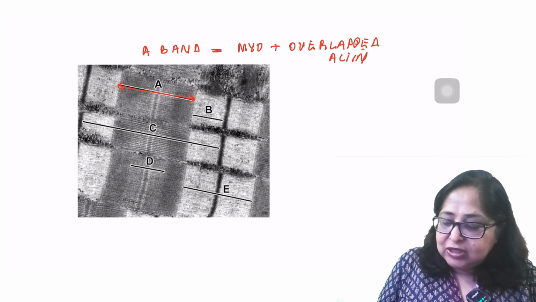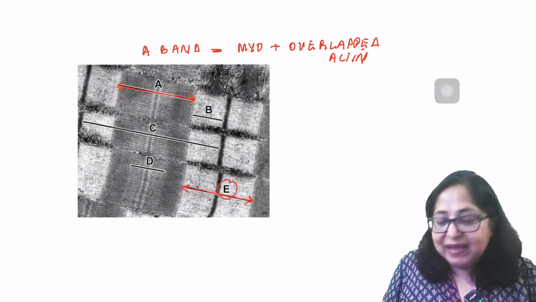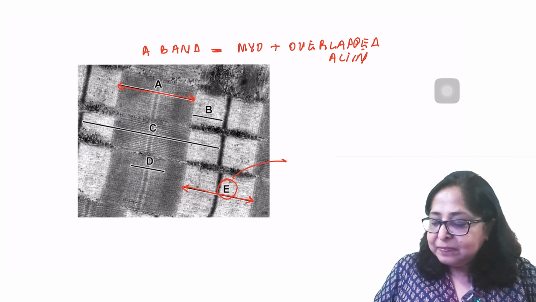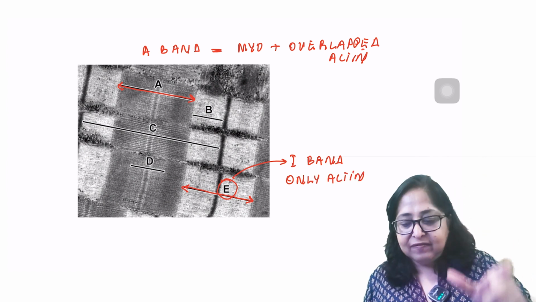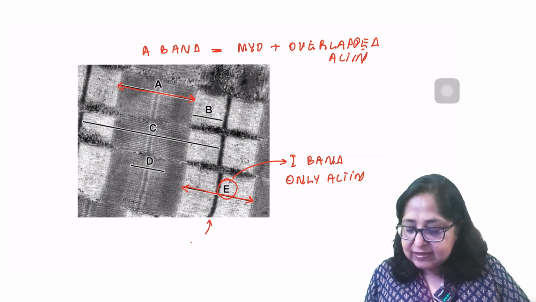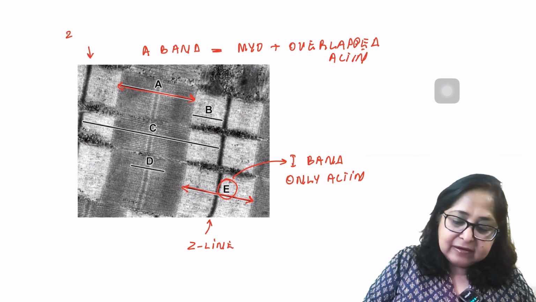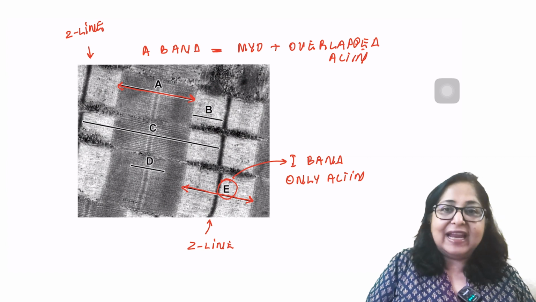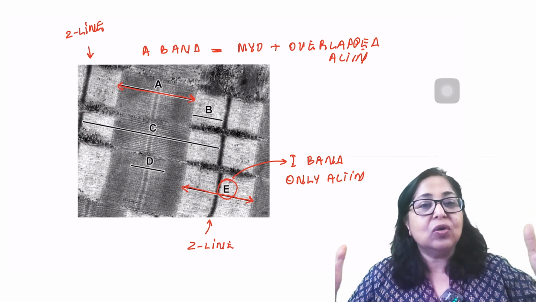Now, which is the I band? I band is here. E is the I band here. What is the I band? This is only actin. Remember, half of I band lies in one sarcomere, half lies in the neighboring sarcomere. As you can see, this is the Z line here. Between the two Z lines, you have the structural and the functional unit of the skeletal muscle, which is called sarcomere.